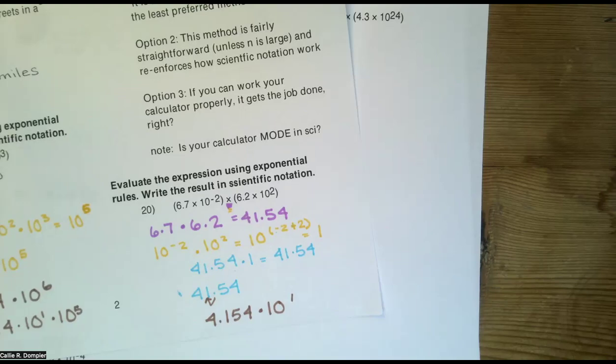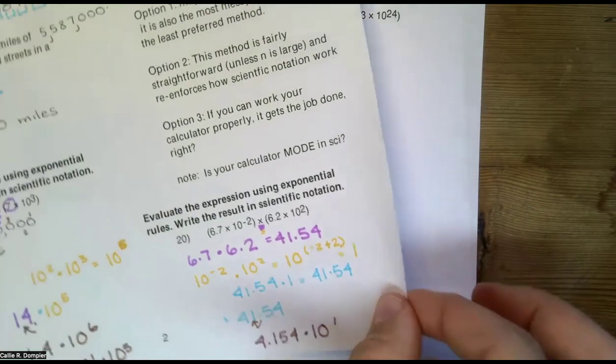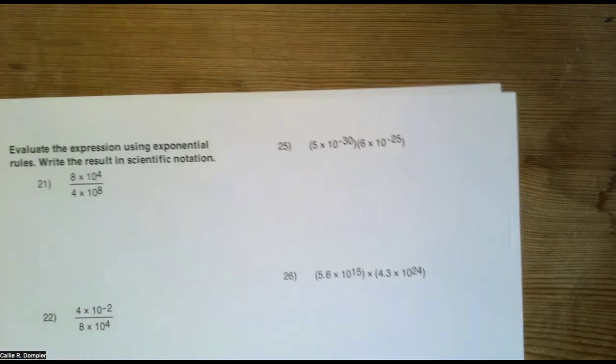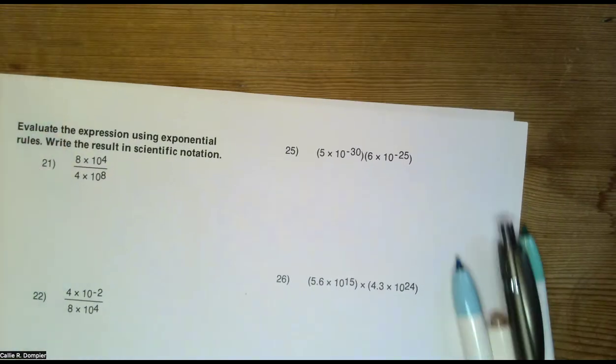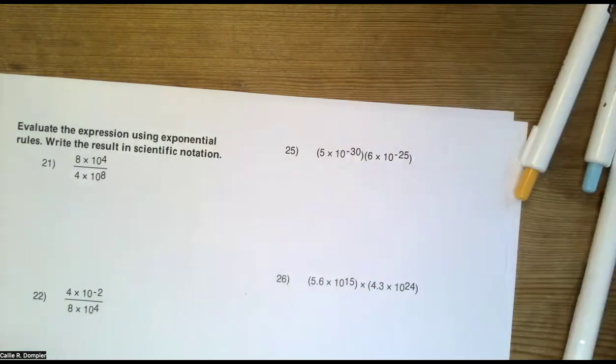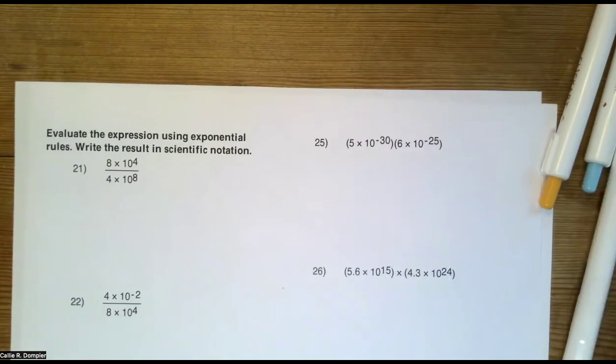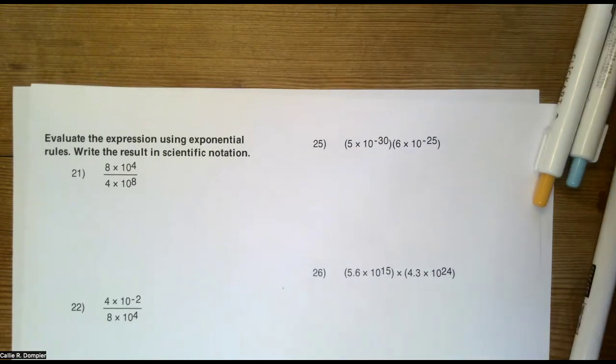Good? So that was the math way, reinforced by the calculator way. But you're welcome to just do these on your calculator. I'm going to show you how to do the fraction style on the Desmos calculator. So we have 8 times 10 to the 4th divided by 4 times 10 to the 8th. Okay, look at the mathy way, right?